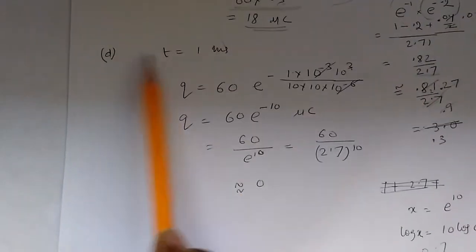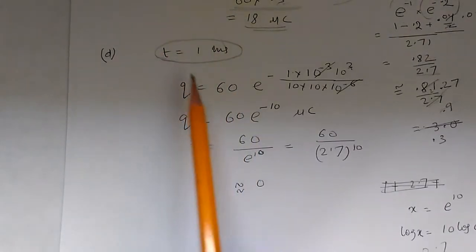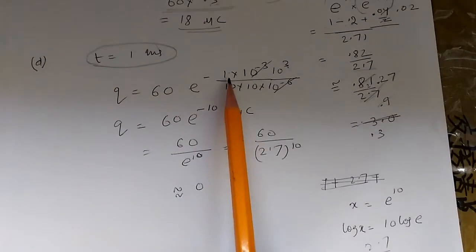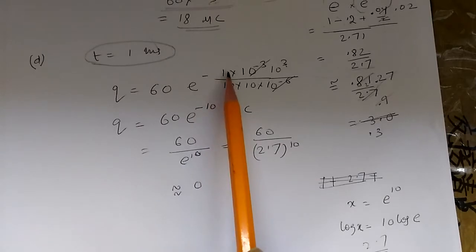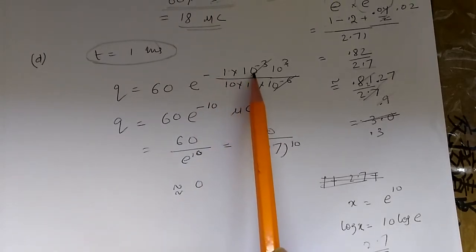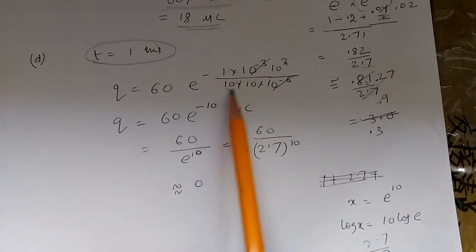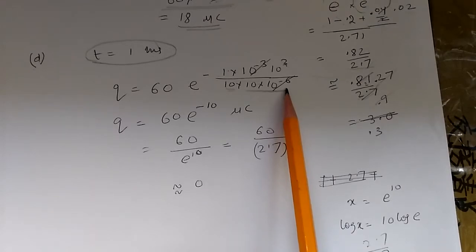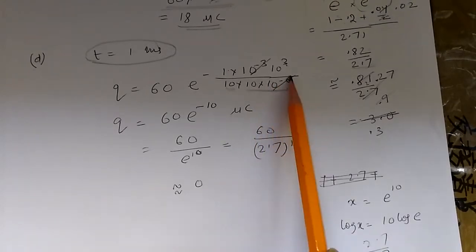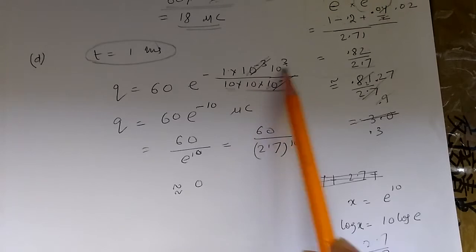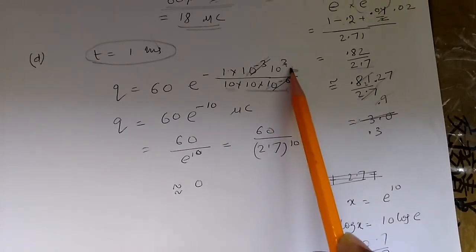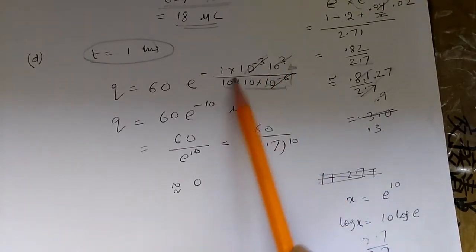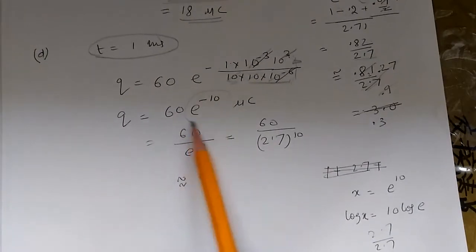In problem number D, we need to find q at t of 1 millisecond, so we'll have q is equal to q naught e to the power of minus t, where t is 1 millisecond, so it's 10 to the power minus 3, divided by R, which is 10 ohm, times C, which is 10 microfarad. So 10 to the power minus 3 cancels, becomes 10 to the power 3 here when it goes up, and this 10 to the power 3 cancels with this, we have e to the power of minus 10.